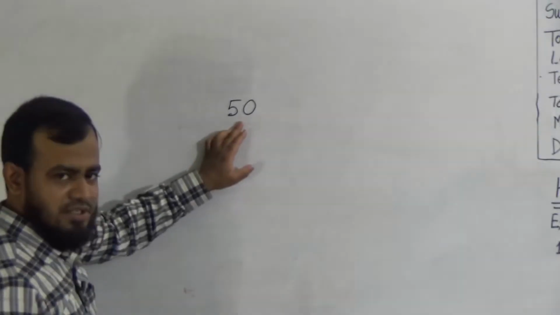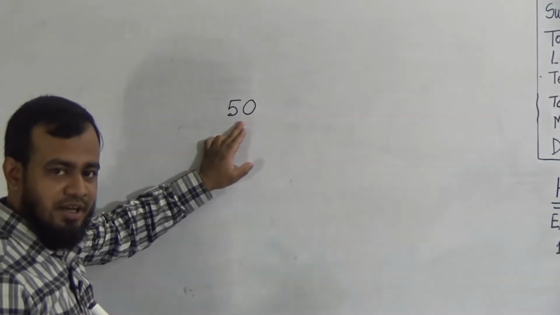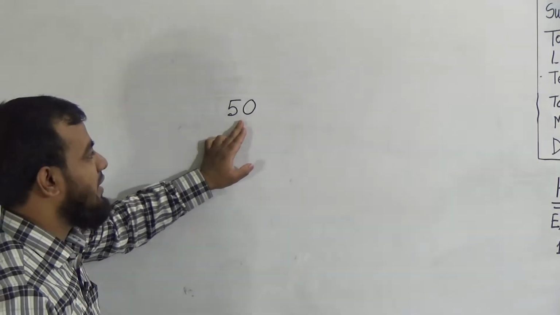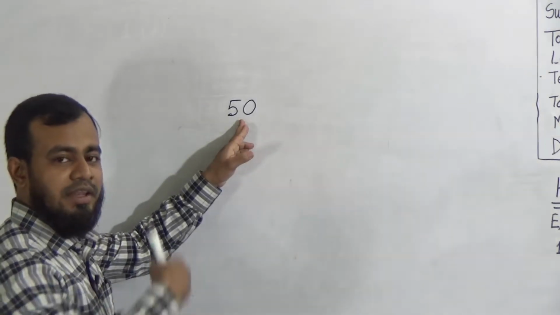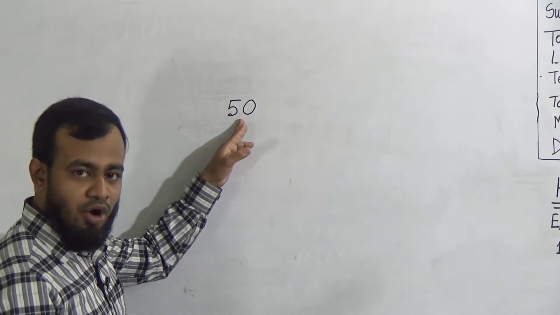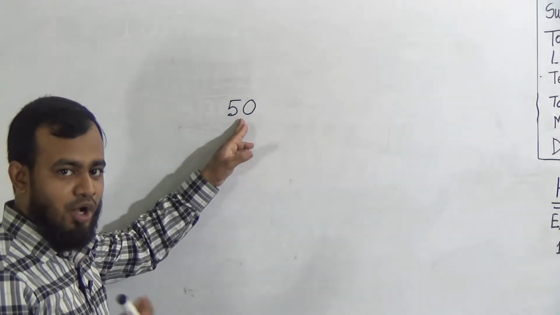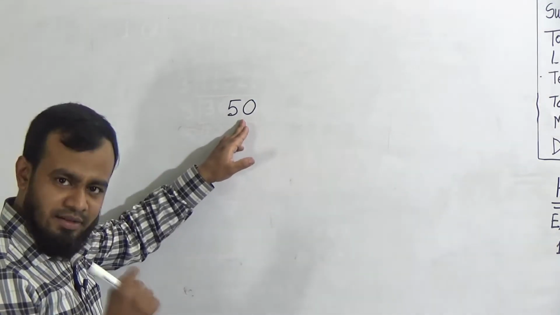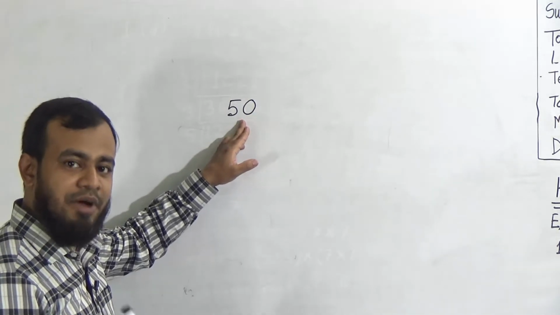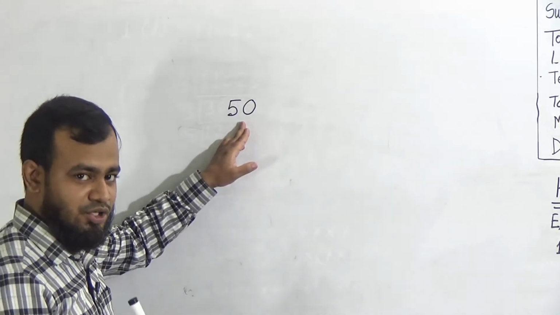The question is, which is the least number? That number is multiplied with this 50, then we can get a perfect square number. Or which is the least number? When we divide this number by that least number, we will get a perfect square number. Okay, this is our question.